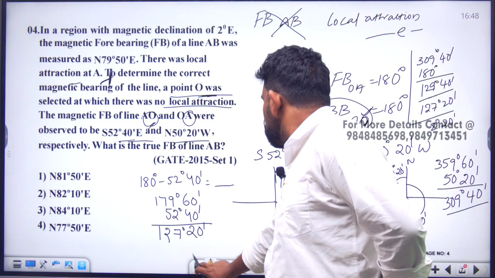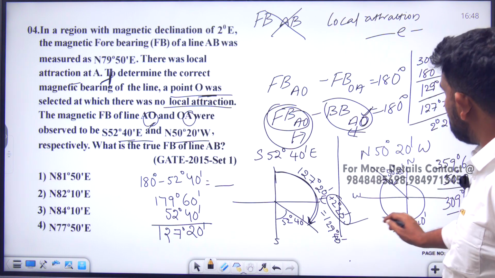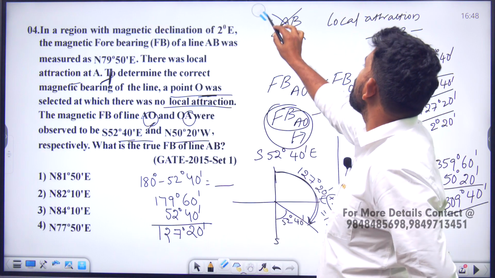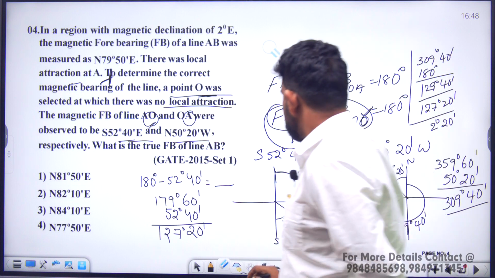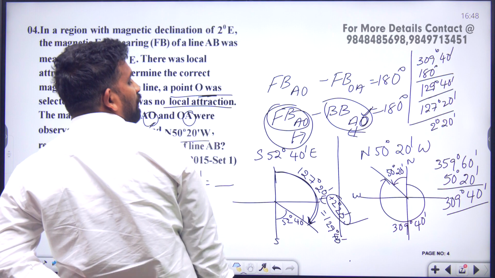Let us see how we are going to solve this. I will erase some area so that I will have some space. Now, what is the correction that I need to apply here? The correction that has to be applied here is 2 degrees 20 minutes.